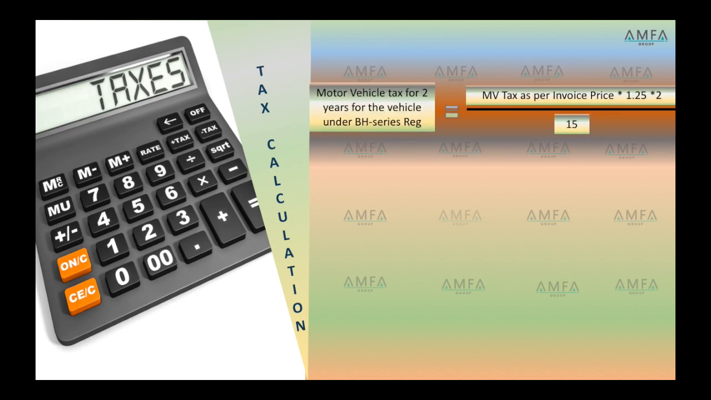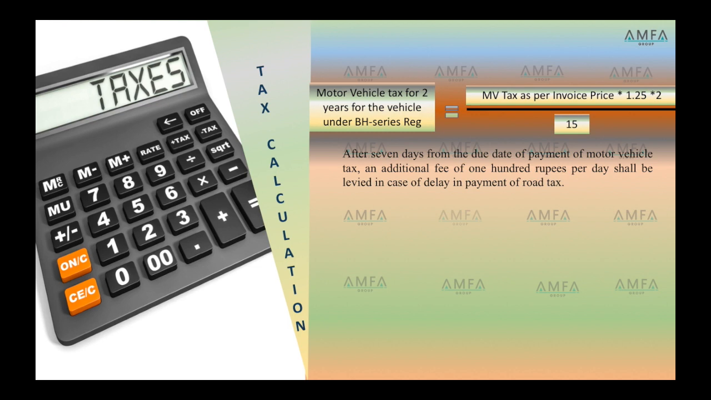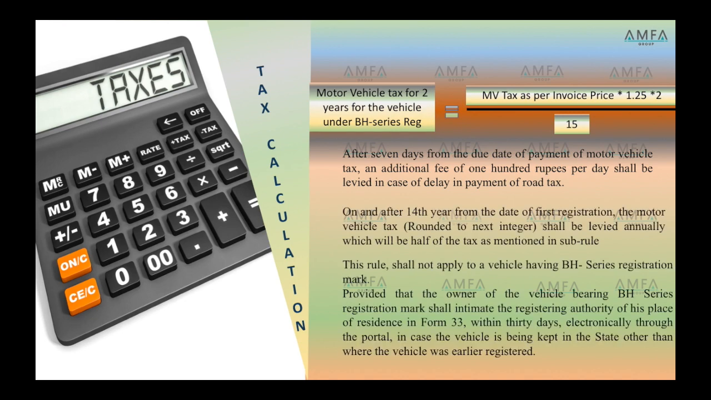So we have already seen the calculation, and the penalties will apply after 7 days from the due date of payment of motor vehicle tax. An additional fee of 100 rupees per day shall be levied. And suppose it crosses the 14th year, then next year it will be half of the initial price, as we have seen. And the vehicle price is normally taken at a depreciated value.